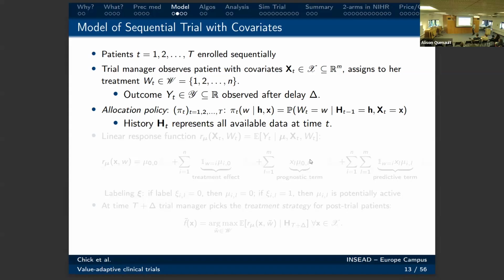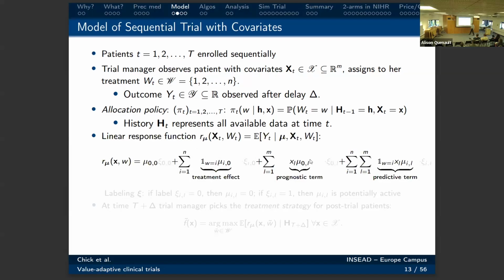And that can depend on the data I've seen so far, H, and the covariate of the next patient to be treated. This history only keeps track of data that I've seen, so I know that I've assigned a patient to an arm for the first big Delta time units, but I have seen no data. So it keeps track of all of that. What have you seen? What have you assigned?